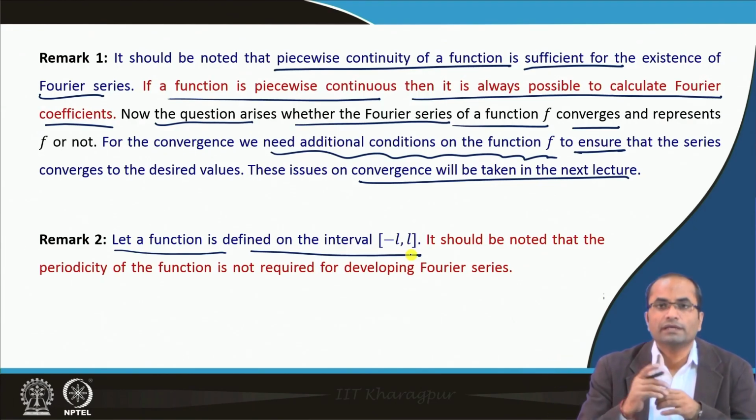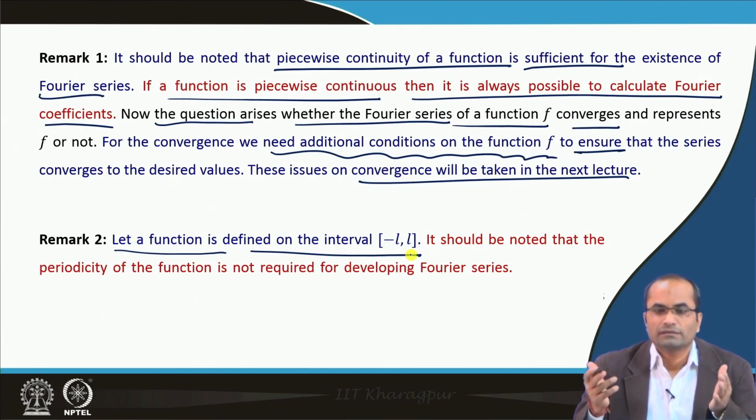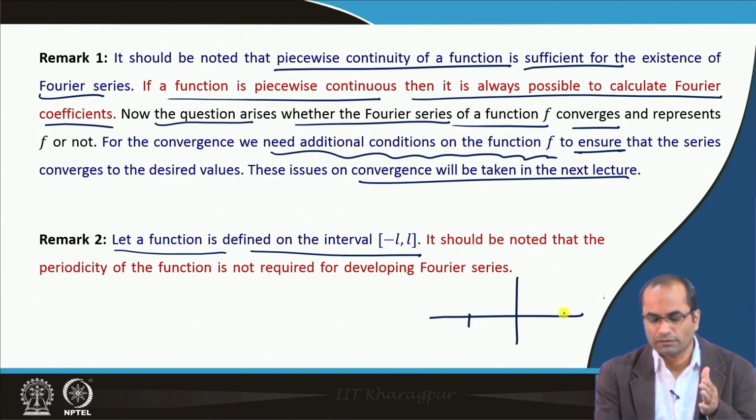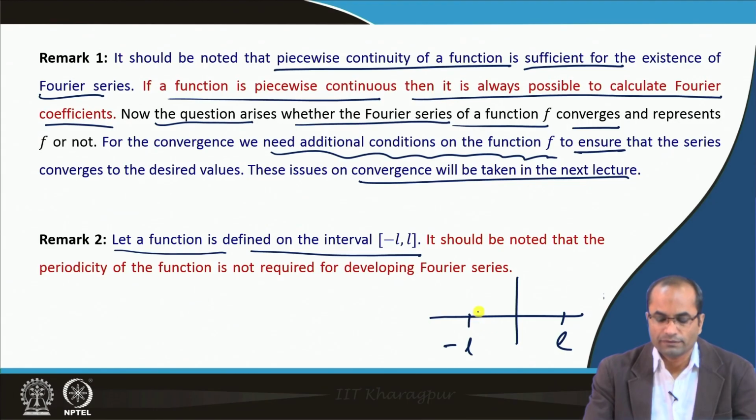However, if this Fourier series converges, it will converge to a periodic function with the period 2L. But at the beginning we have a function which is just defined from minus L to L, and if it is not periodic or we do not have any other information, the function is defined just from minus L to L, or from 0 to 2L, whatever.